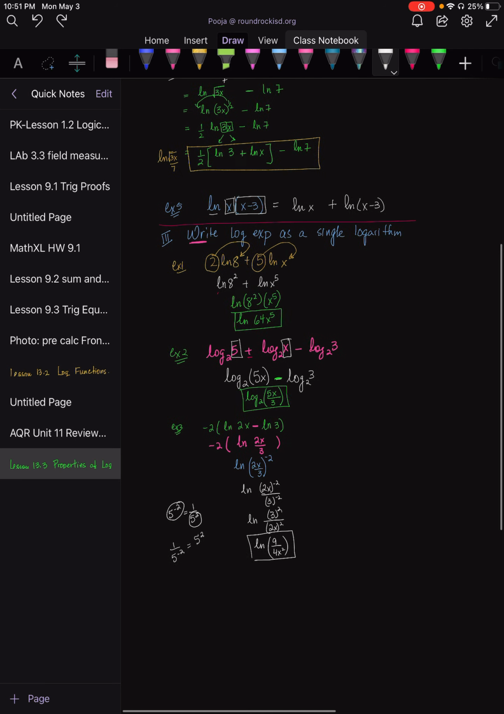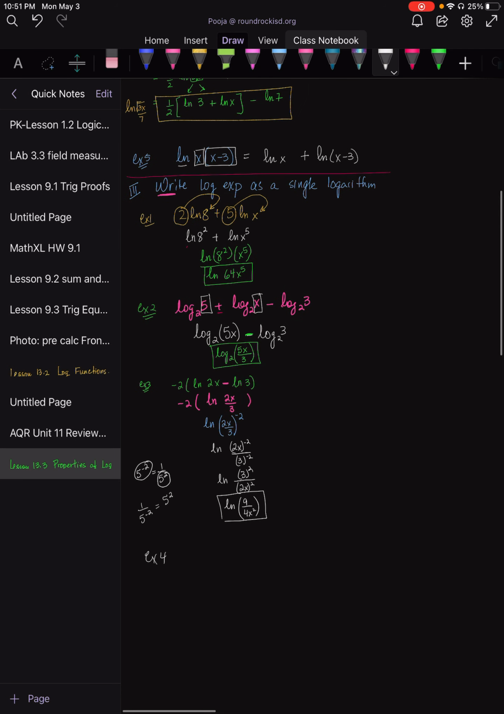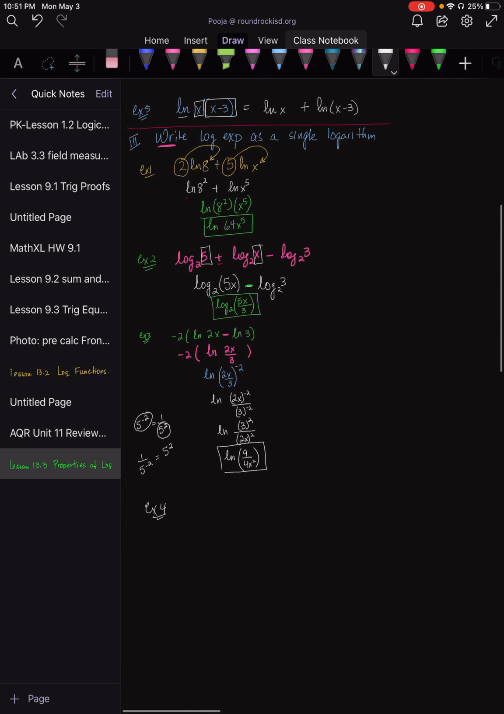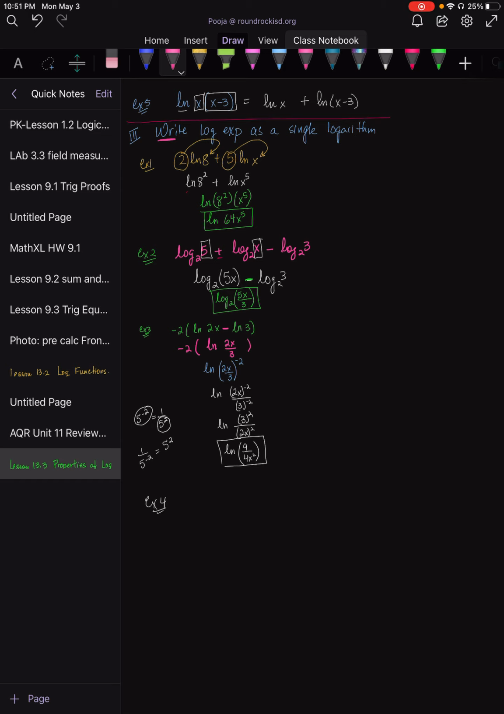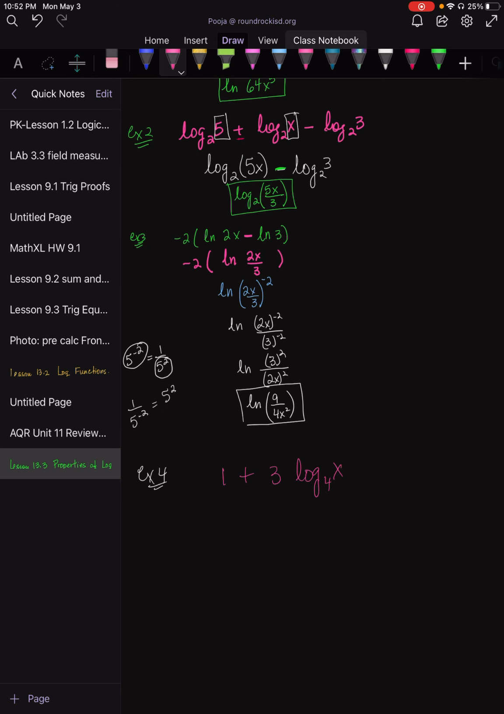All right. I said this is the second to last example. I'll show you one more and then we move on to our last topic for today. This one is equally interesting: 1 plus 3 log x base 4. What do I have to do? I have to again compress it to a single log function. Now if you look at that, one doesn't even have any log.